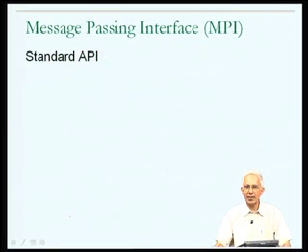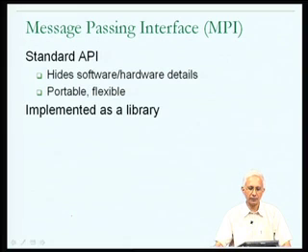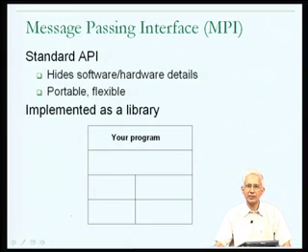As I mentioned, MPI is an application programmer interface for writing message passing parallel programs, which hides the hardware and software details of the underlying system, thereby making it possible to write portable parallel programs which you could run on one machine and then, without any change to the program, run on another parallel machine, as long as both machines support the message passing interface MPI. MPI is implemented as a library.